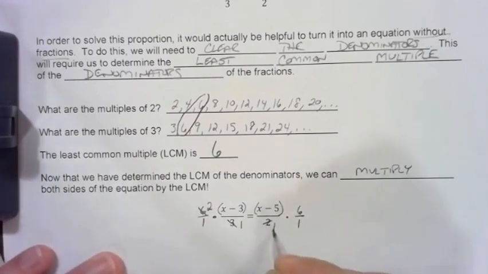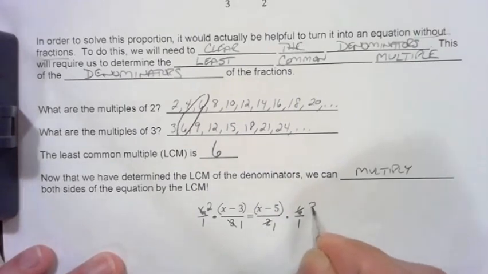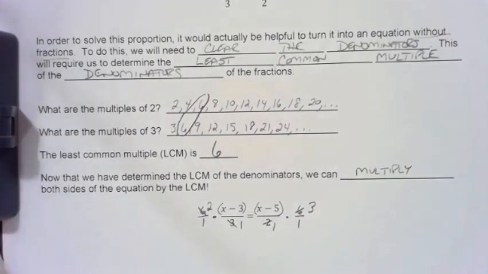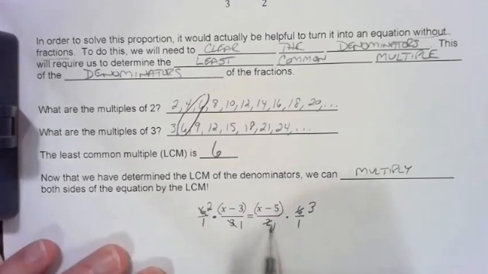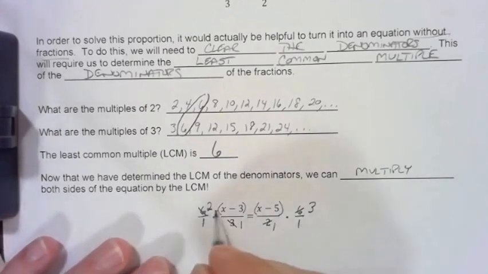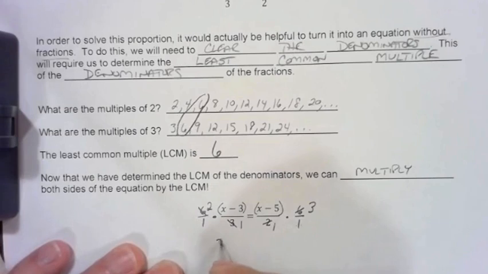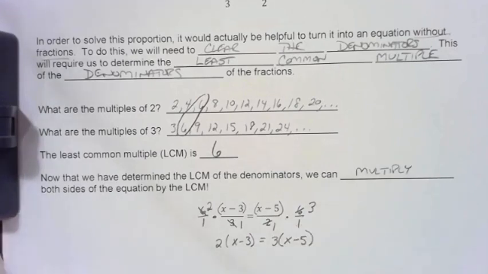2 goes into itself once, and 2 goes into 6 3 times. Now when I do the multiplication, my denominators are all 1s, and so I can ignore the denominators. I'm just going to have on the left-hand side 2 times (x minus 3), and that's equal to, on the right side, 3 times (x minus 5). And now this is a much easier equation for me to solve.